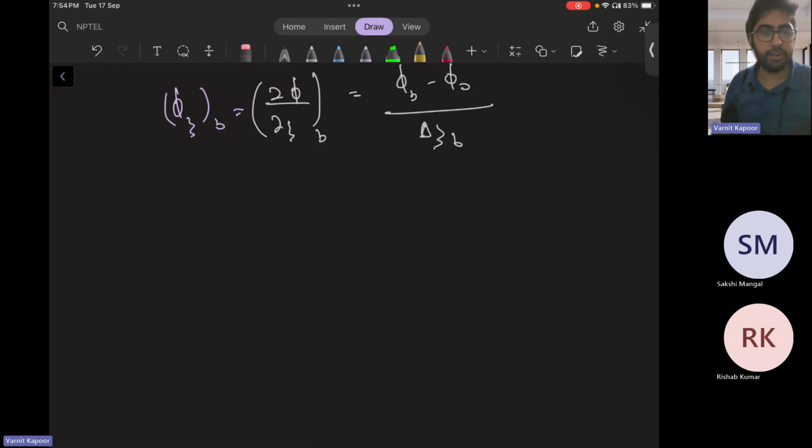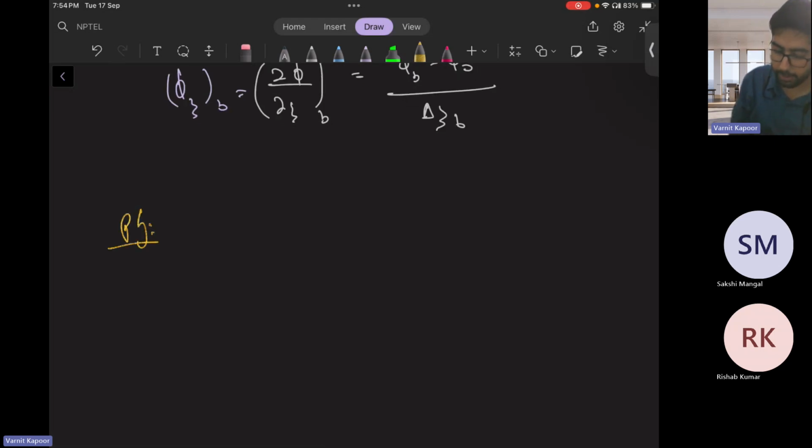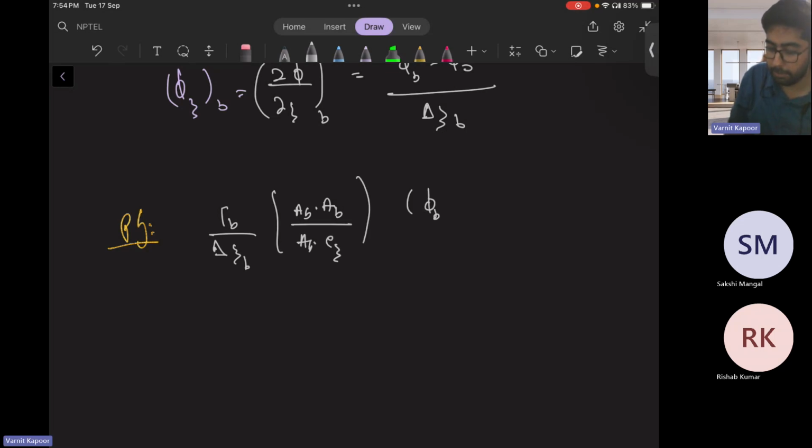So again, we have primary gradient, secondary gradient. We can make 2D structured, unstructured, 3D structured, unstructured. All right, similar kind of thing. So your primary gradient looks something like this for the boundary: gamma b over del zeta b into Ab dot Ab over Ab dot e zeta into (phi b minus phi naught), and this will be a coefficient Ab.